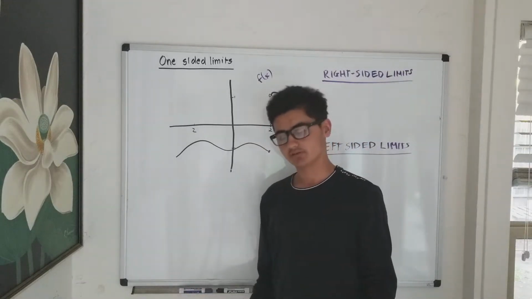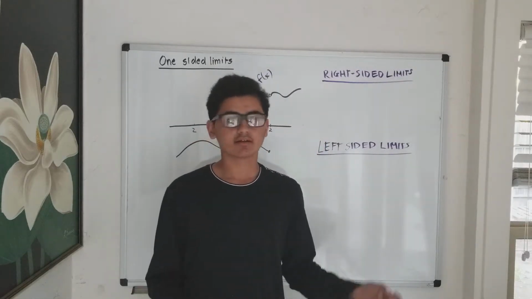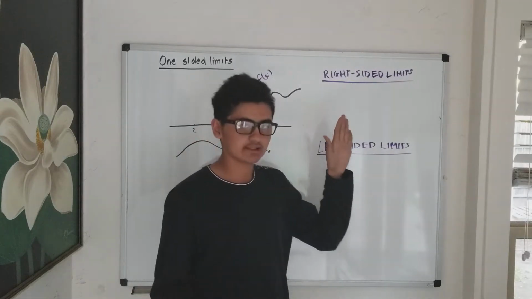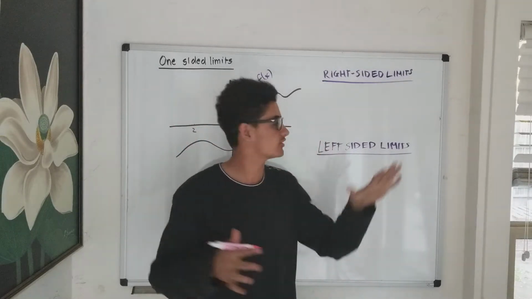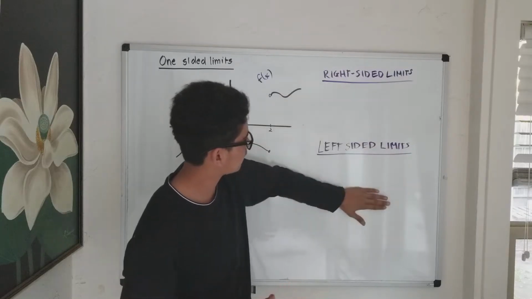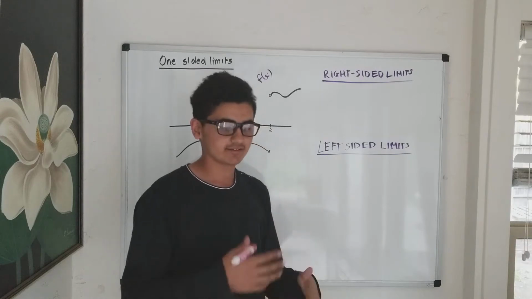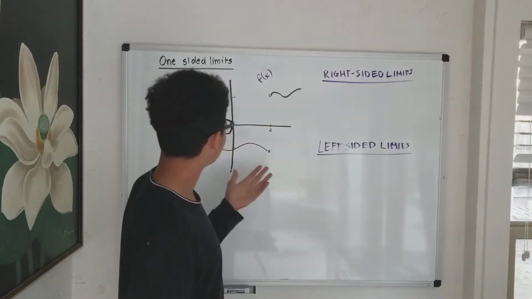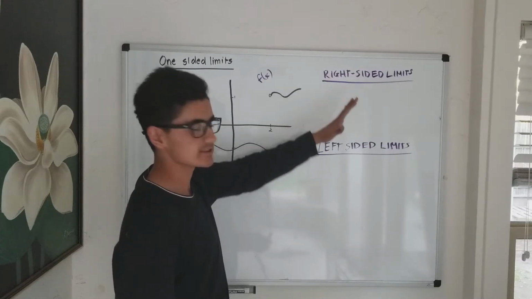But what are we going to do about this? Well, honestly, we can't do much. But our main priority is, first of all, splitting the one-sided limits subsection into two different sides: the right-sided limits and the left-sided limits. The two very basic standard splittings of limits. So the first thing we're going to do is discuss right-sided limits.